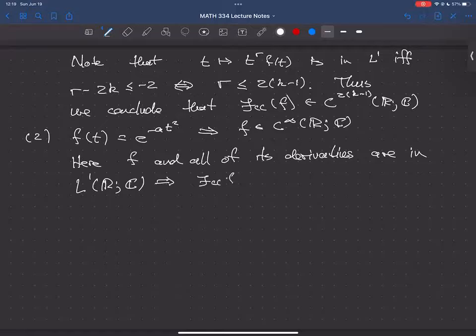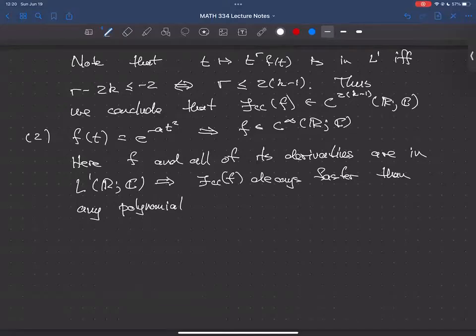the CCFT of F decays faster than any polynomial. Okay, so it's going in the forward direction from regularity of F to rate of decay of the CCFT.